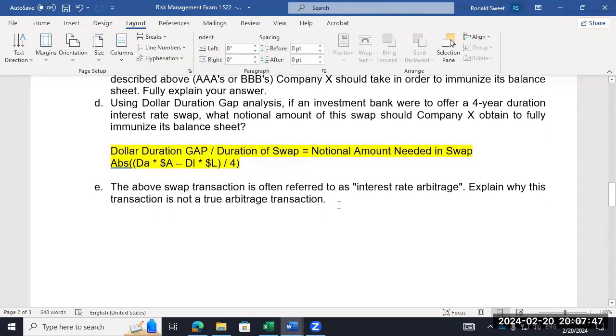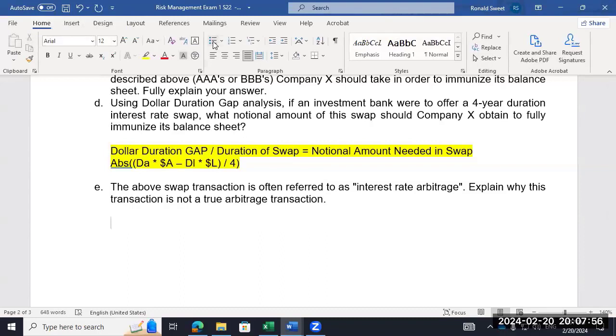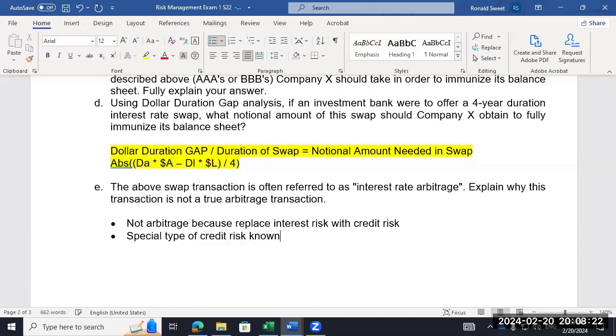All right, so what would be in this answer? I get some pretty skimpy answers on this. I don't know if it's exam burnout or what, but what would be some of the components of this answer? It's not arbitrage. I like to say it replaces interest rate risk with a special type of credit risk known as what? Yeah, counterparty. Counterparty risk probably applies to other things as well, but counterparty risk.